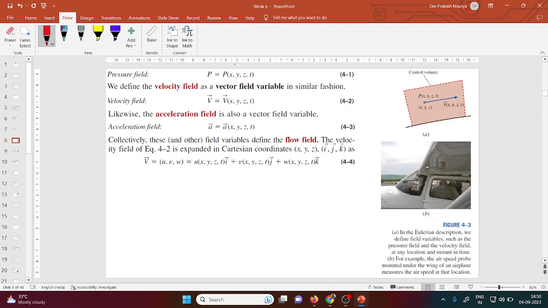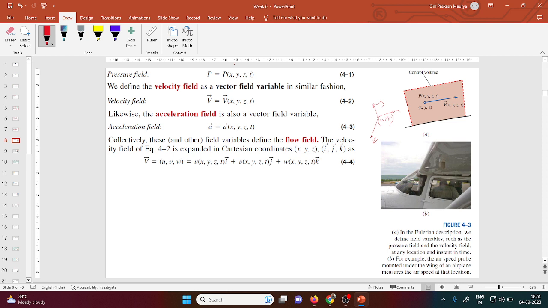Okay, so you can just see here there is a control volume, and one point is there, and you can just think about x, y, and z. So here is the x, y, and z. The x, y, z, and the pressure is defined here, the x, y, z, and the velocity vector at a particular time.